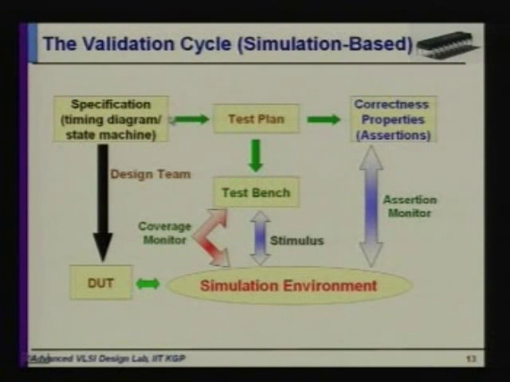In more detail, the actual simulation-based validation cycle looks like this. First, there is a specification. It may be a timing diagram specified from the requirements. The design team separately builds a DUT, the device under test, the design. And from this, we build a test plan which specifies the behaviors one by one that we want to drive, capture, and verify. This kind of rough test plan is provided, and from there we write the test bench and correctness properties as assertions. We simulate them over the DUT, the test bench, and assertion monitors.